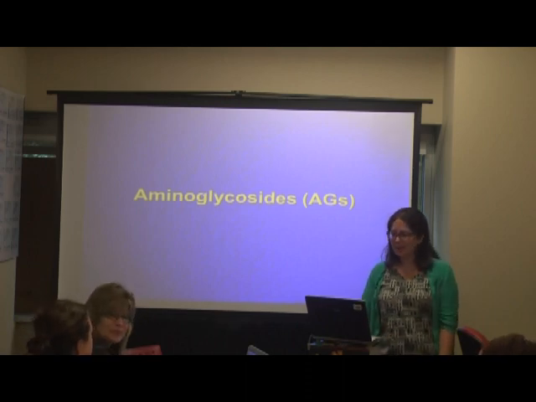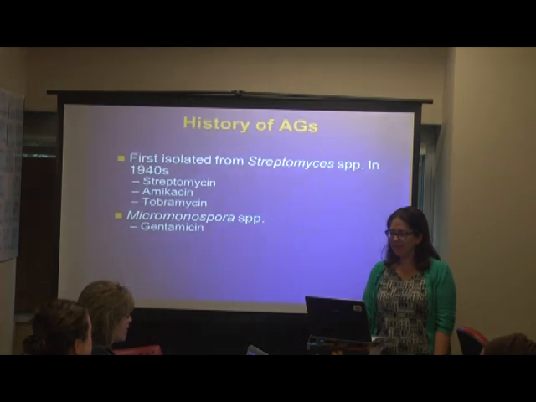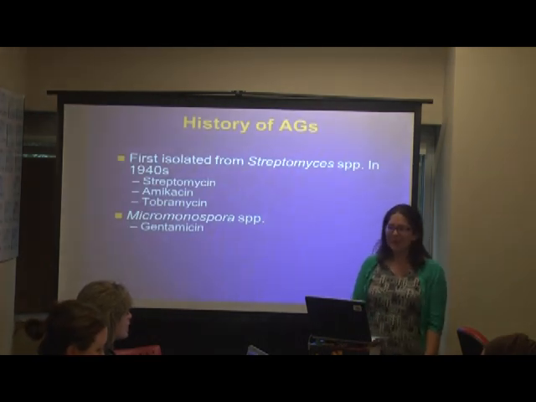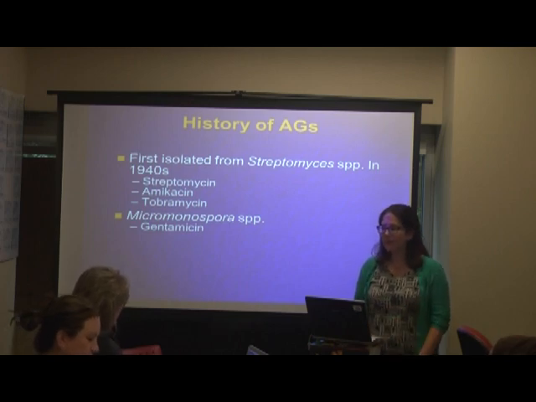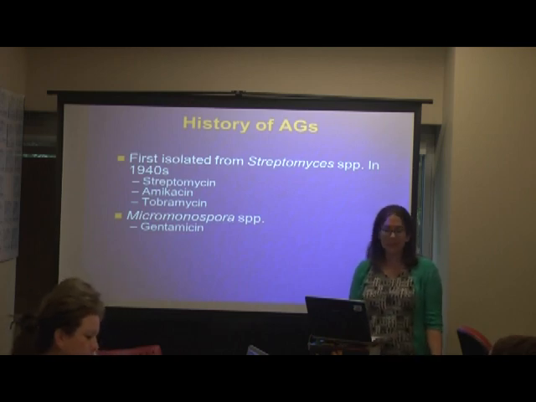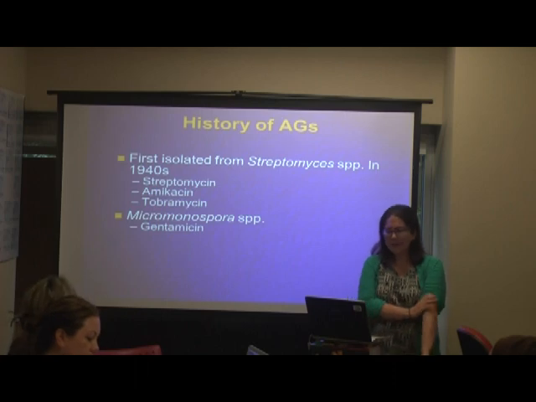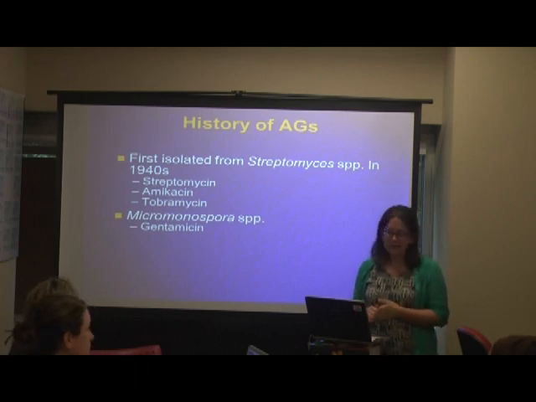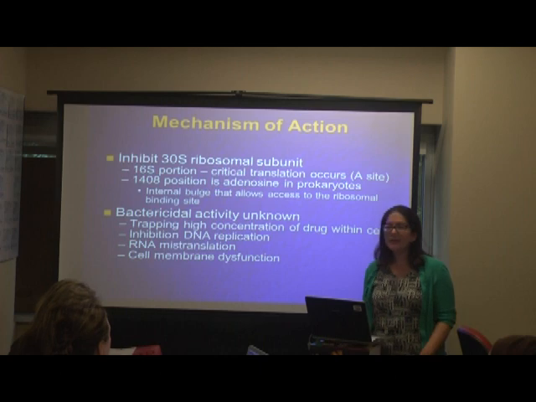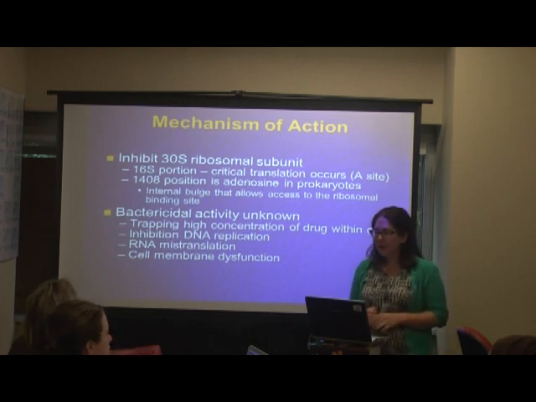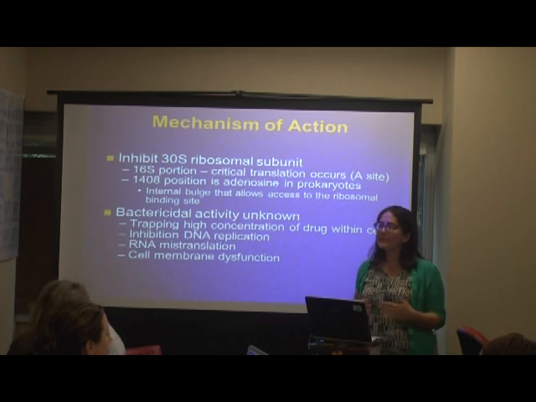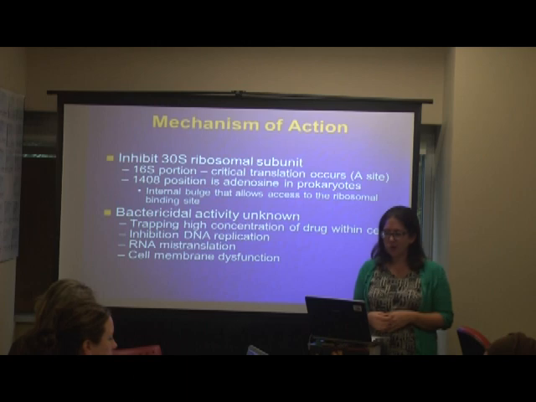Okay, so let's talk about aminoglycosides. So some fun history of aminoglycosides. Streptomycin, amikacin, and tobramycin were first isolated from Streptomyces species in the 1940s, and gentamicin was isolated from Micromonospora species. So the mechanism of action, they inhibit the 30S ribosomal subunit, so they're going to inhibit protein synthesis within the bacteria, specifically within the 16S portion.